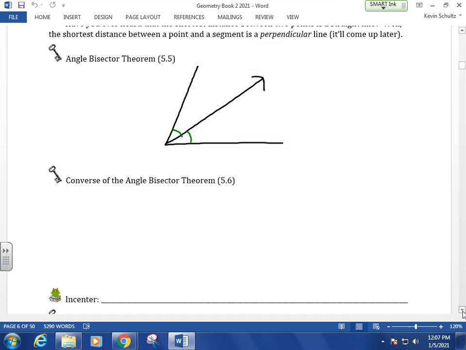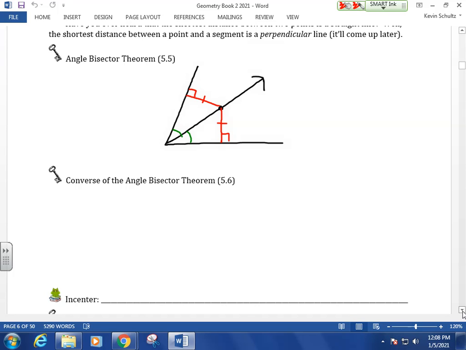And then what this theorem tells us is that any point that is on the bisector is going to be equidistant from the sides of the angle. But there's a little bit of a catch. That catch being, when we draw a segment from that point to the side of the angle, it needs to be perpendicular to the side of the angle. So this segment here and this segment here forming right angles, that's important. Okay, those two segments are going to be congruent.